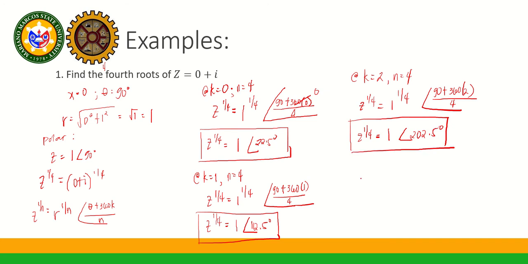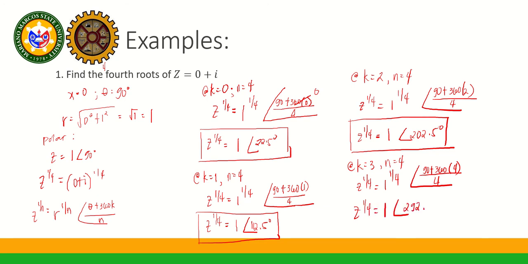And lastly, for our fourth root, at k is equal to 3, n equal to 4. So z raised to 1 fourth is equal to 1 raised to 1 fourth angle 90 plus 360 times 3 all over 4. So this will be equal to 1 angle 292.5 degrees. So these are the four fourth roots of the complex number z is equal to 0 plus i.